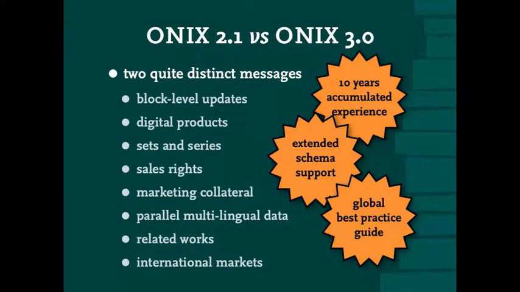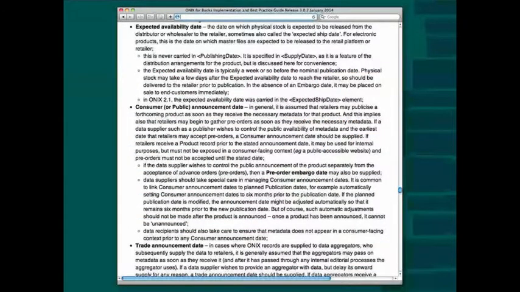Now, I don't want to overstate the case here. The differences between those dialects, between ONIX 2.1 in Britain and ONIX 2.1 in Canada, are actually quite small. But the Global Best Practice Guide was and is a large undertaking. It's actually rather larger than the specification itself. It has a lot of stuff like this in it, very detailed descriptions and definitions of a lot of the data elements. It tells you exactly what a consumer announcement date is. It tells you what a trade announcement date is. And it sets some expectations about how those data elements should be treated by senders and recipients of the data.